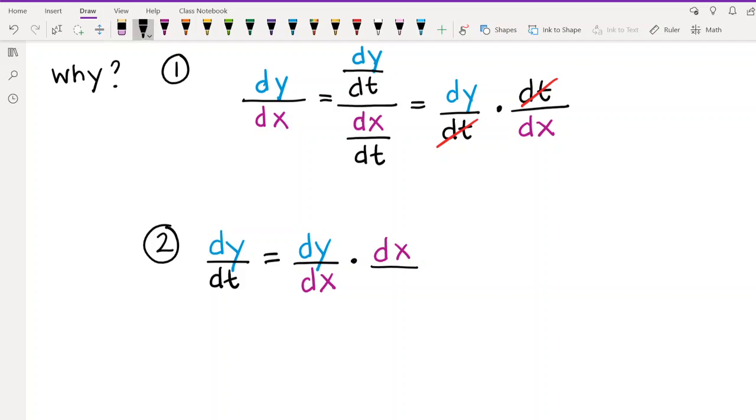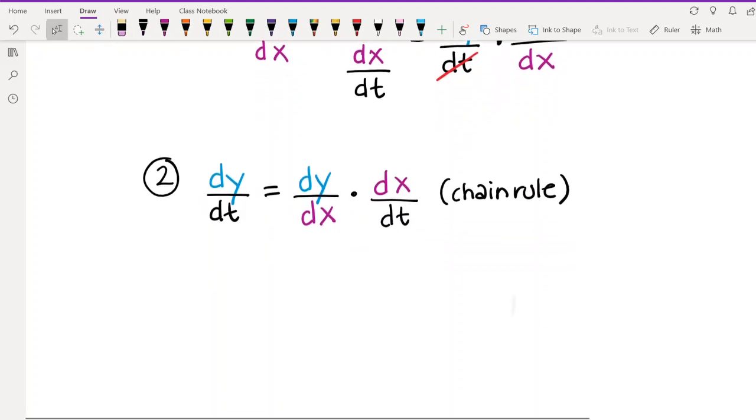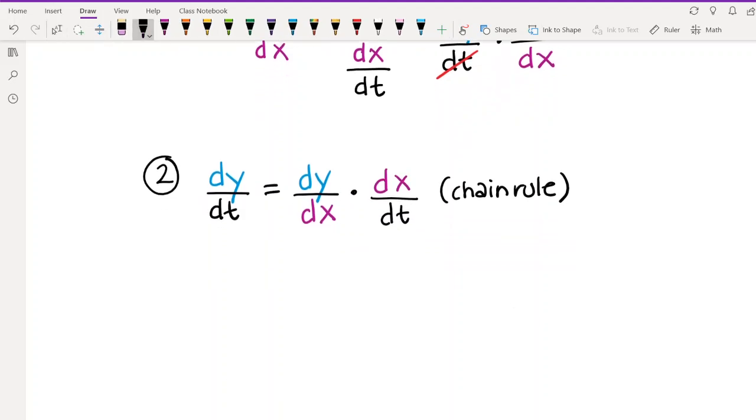There we go. So this is just the chain rule. And so if you take what I just wrote down here and you just divide both sides by dx dt, then you'll have exactly the formula that we have written above.